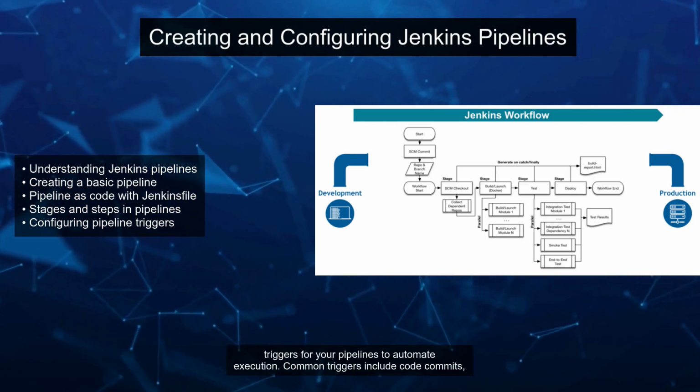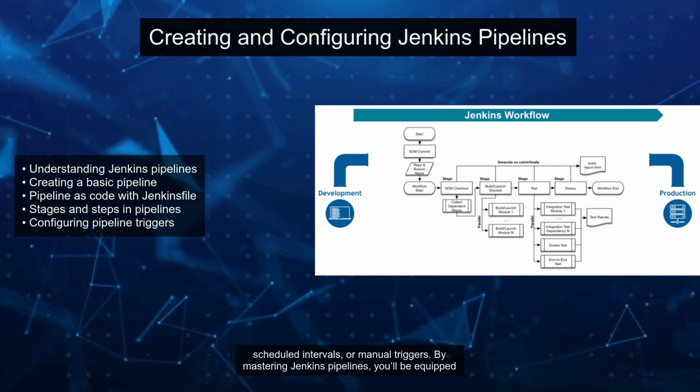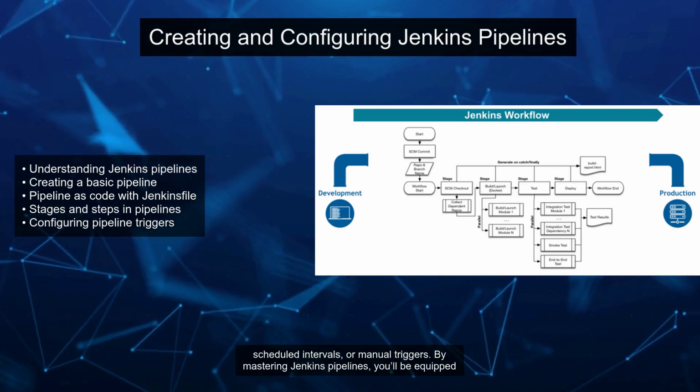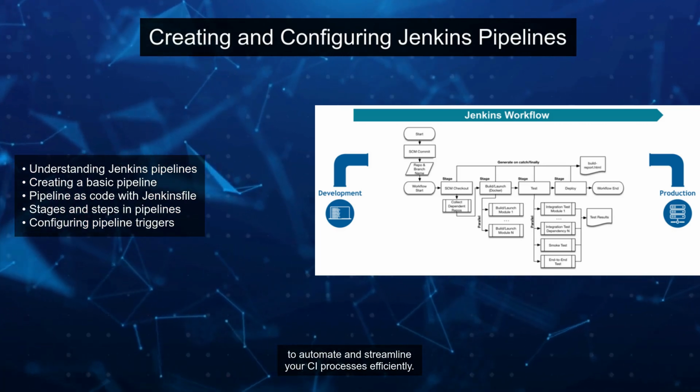It's crucial to configure triggers for your pipelines to automate execution. Common triggers include code commits, scheduled intervals, or manual triggers. By mastering Jenkins pipelines, you'll be equipped to automate and streamline your CI processes efficiently.